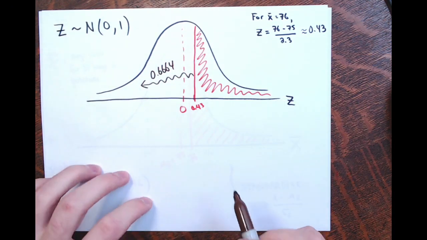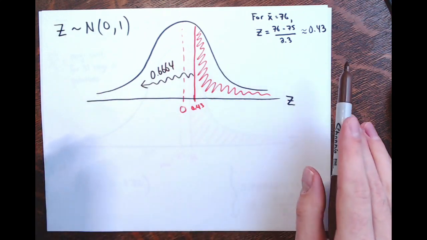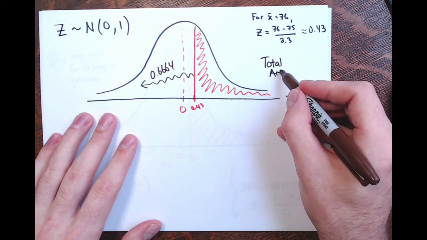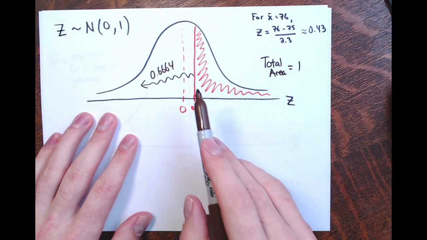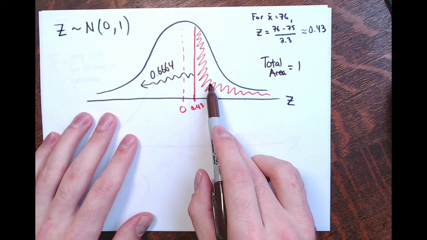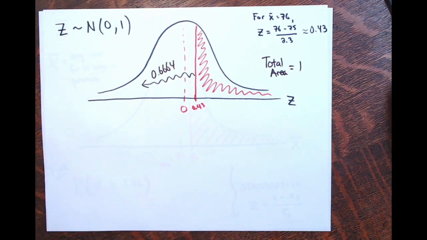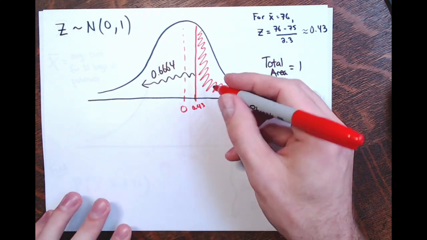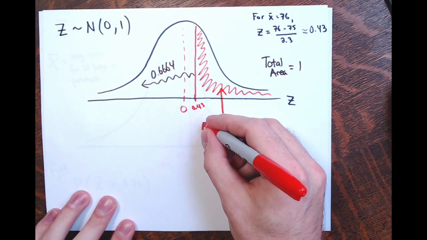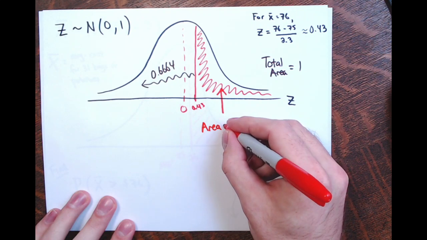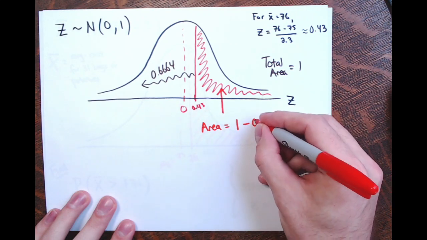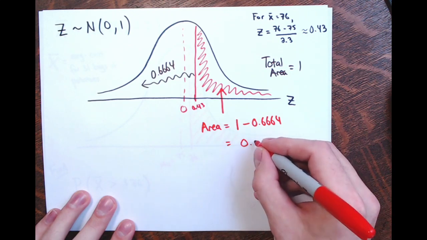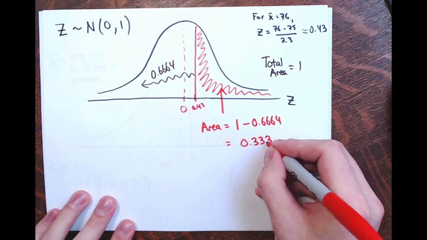So the area to the left is 0.6664. And remember that the total area under the entire curve has to be 1. So this area plus the area to the right needs to be 1. So I'm just going to subtract this from 1. Right, so the probability I'm looking for is equal to 1 minus 0.6664. So that'd be 0.3336.